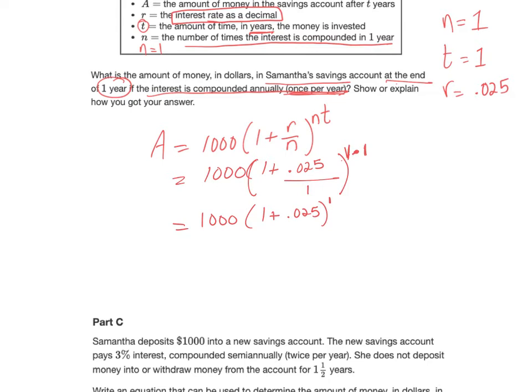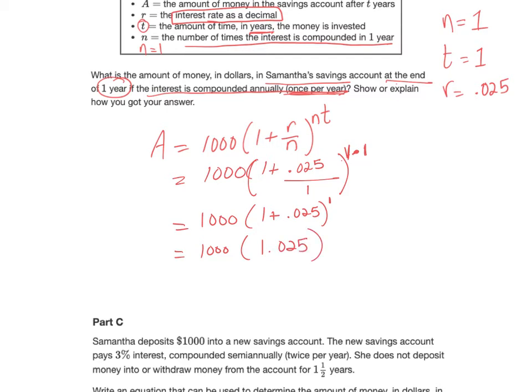Okay, now we're going to remember we're following order of operations. So we have to do parentheses first. So I have 1,000 times 1 plus 0.025, which is going to give me 1.025.